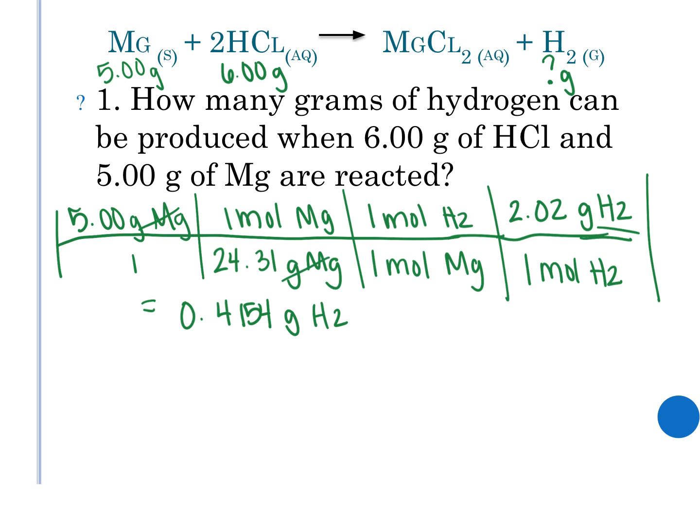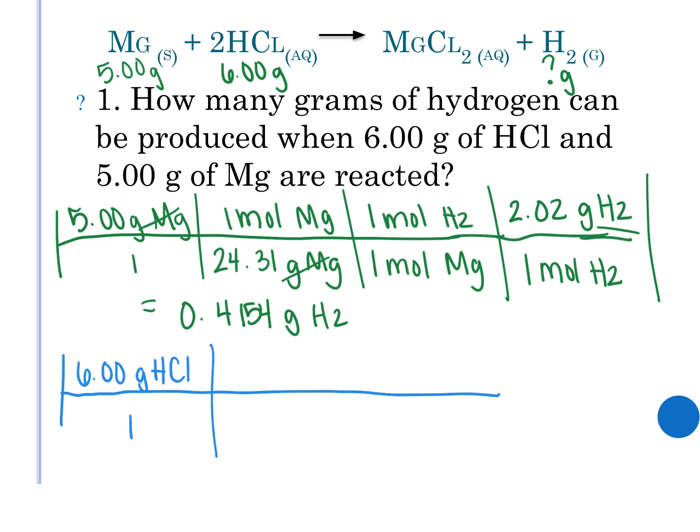Okay, so now we have to do a whole second calculation. So this time, we're going to start with the HCl. Okay, so we have 6 grams of the hydrochloric acid. Can you just go from grams to grams? Okay, what unit do you have to convert to? Moles. Okay. So what's the molar mass of hydrochloric acid?